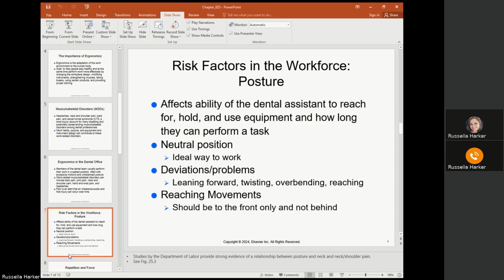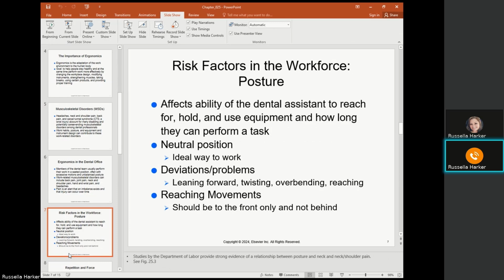So some risk factors in the workforce that are related to posture is that it affects your ability to reach for, hold, and use equipment and how long you can perform a task. The ideal way to work would be the neutral position. If you are deviating from the neutral position, meaning leaning forward, twisting to the side, overbending, or reaching, that's going to cause you problems over time.